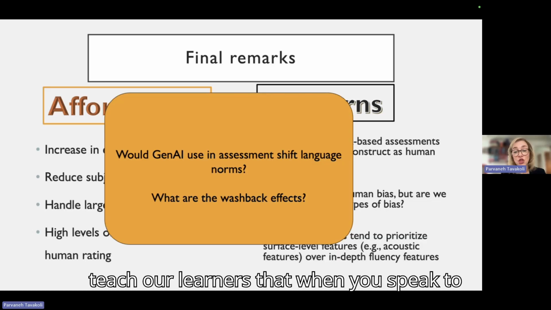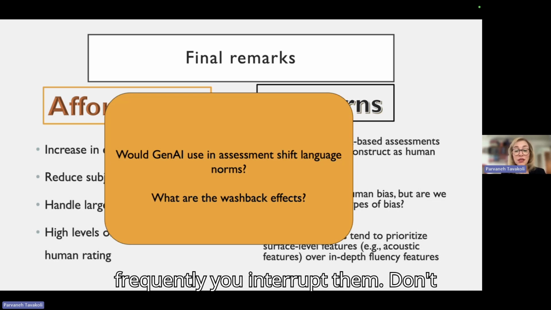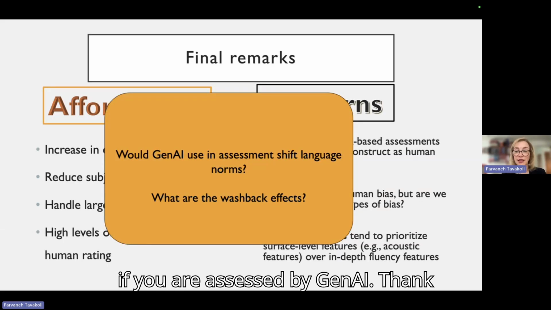Are we going to teach our learners that when you speak to a machine, don't worry about how frequently you interrupt them? Don't worry about how you interrupt other speakers if you are assessed by Gen AI.